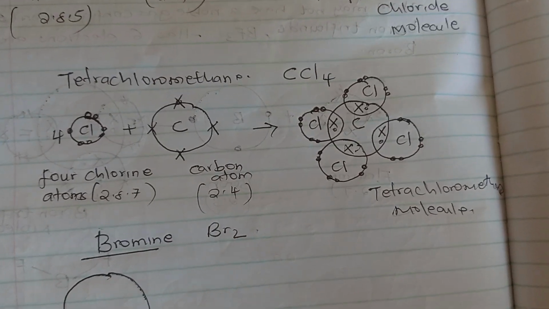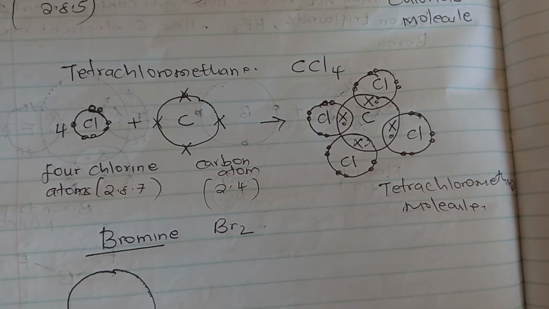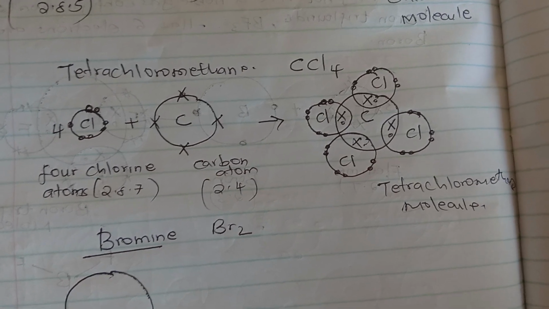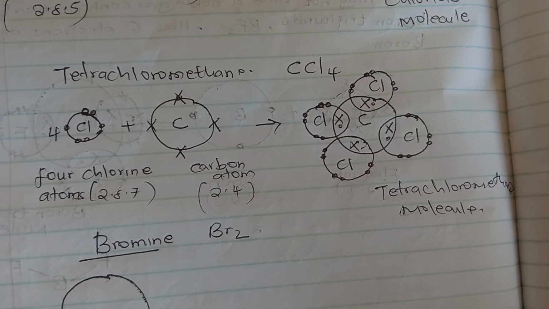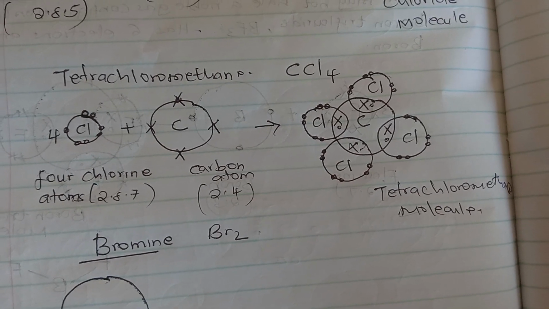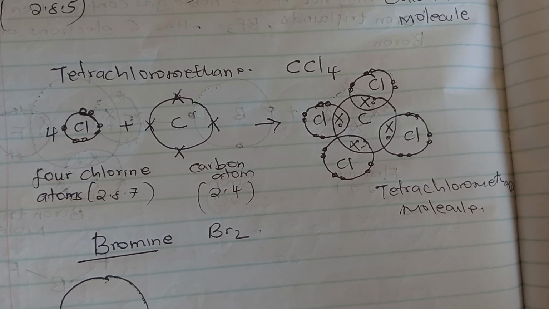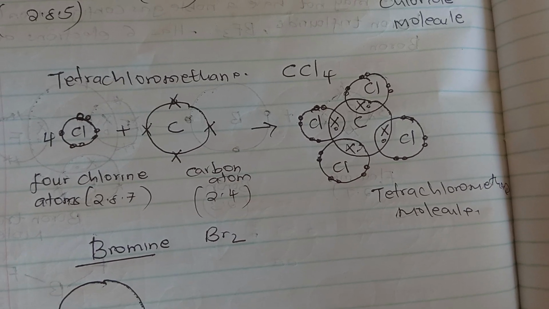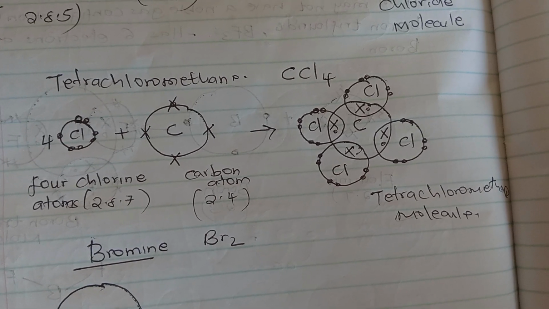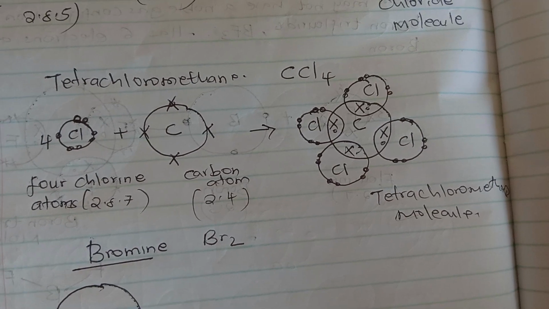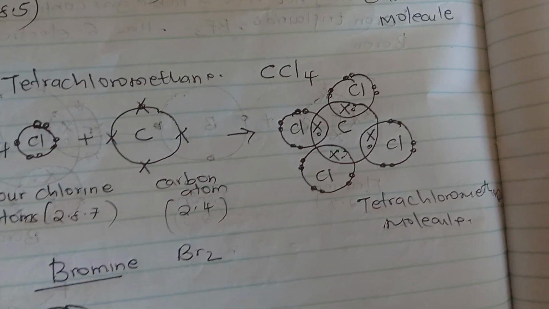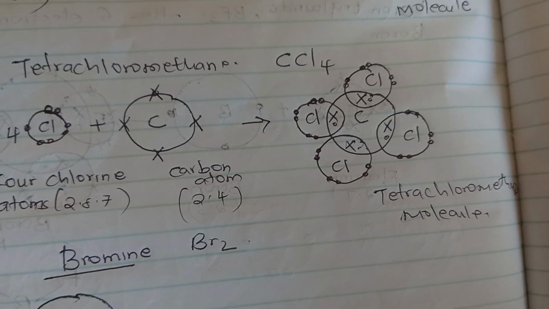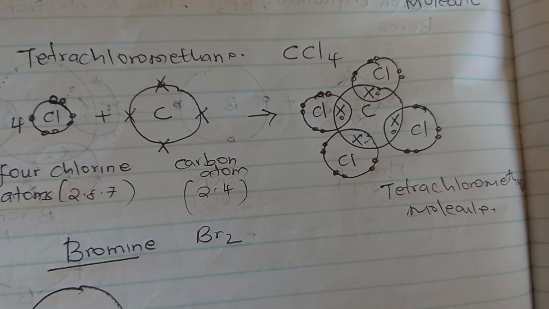And then you have tetrachloromethane, where we bond 4 chlorine atoms and 1 carbon. Carbon has 4 electrons in its outermost energy level, and chlorine has 7 electrons in its outermost energy level. So each of the X in carbon is shared with the chlorine, where the chlorine brings a dot, forming tetrachloromethane.